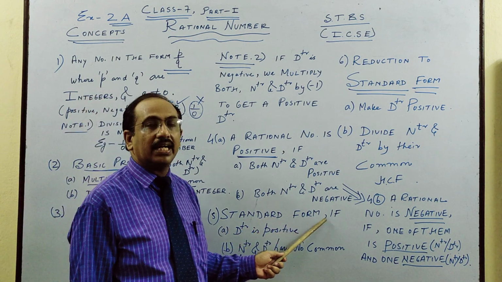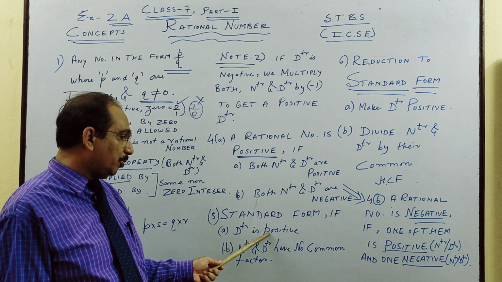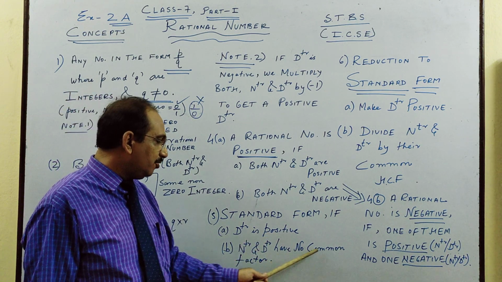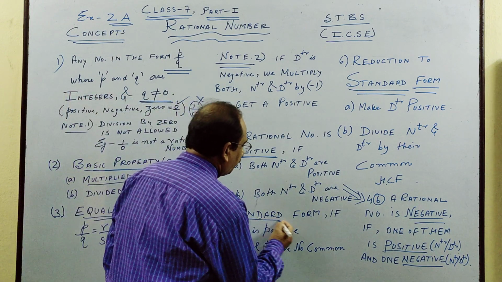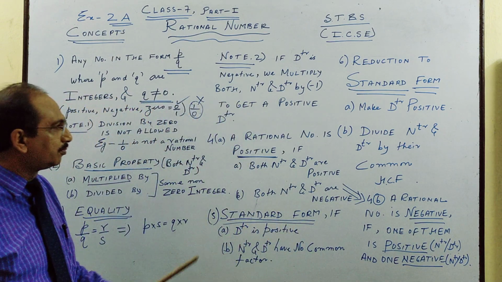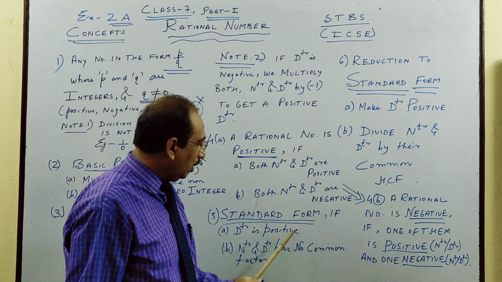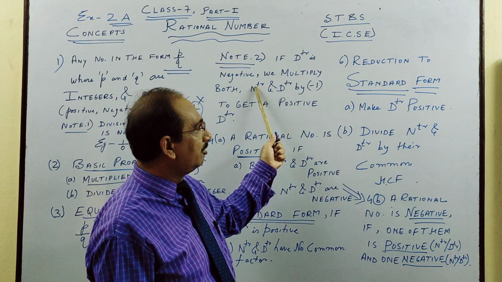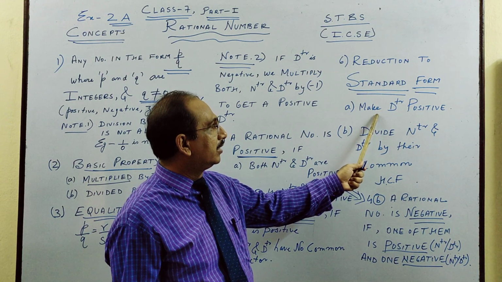There is something called standard form, and we will do some questions. The denominator should be positive, and the numerator and denominator should have no common factor. This I'll show you. This is called the standard form of a rational number. Next, concept number 5. This was concept number 4. Now, how to bring a number to standard form? If the denominator is negative, multiply by -1 and we make the denominator positive.